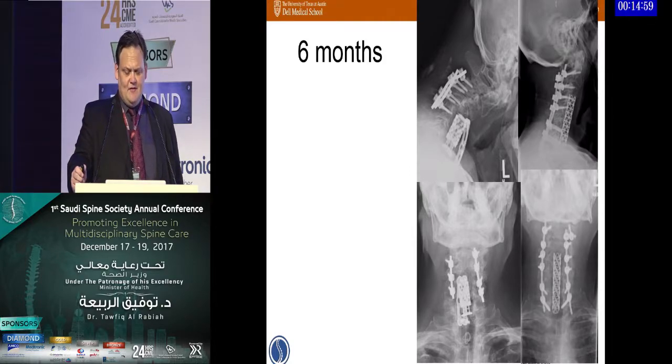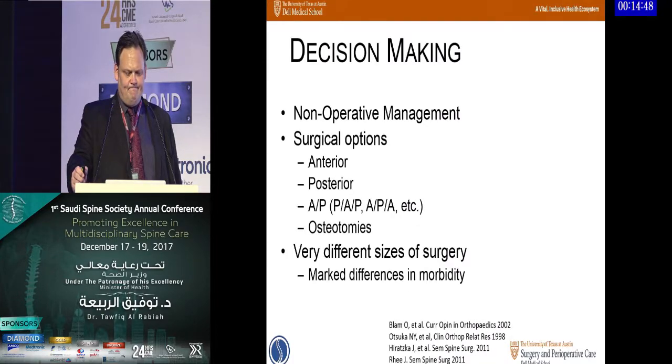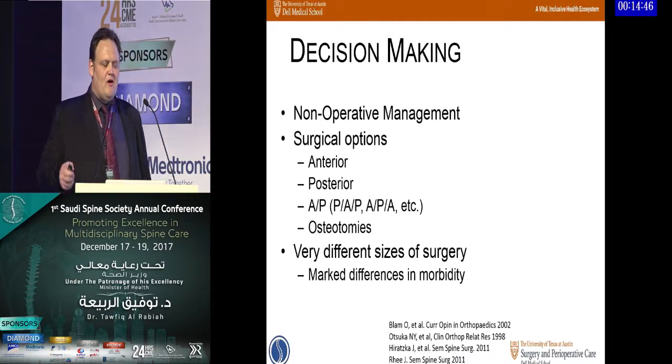So here again is the patient's pre- and post-operative studies. The patient actually did very well from a clinical standpoint. Still has some neck pain, felt mainly at the occiput, but is doing well from a neurologic perspective, and bone healing has been excellent.